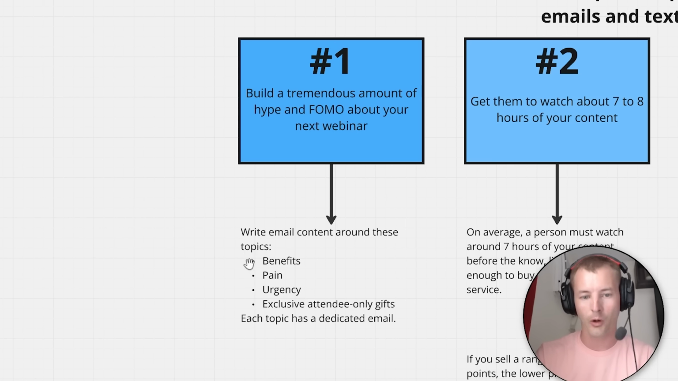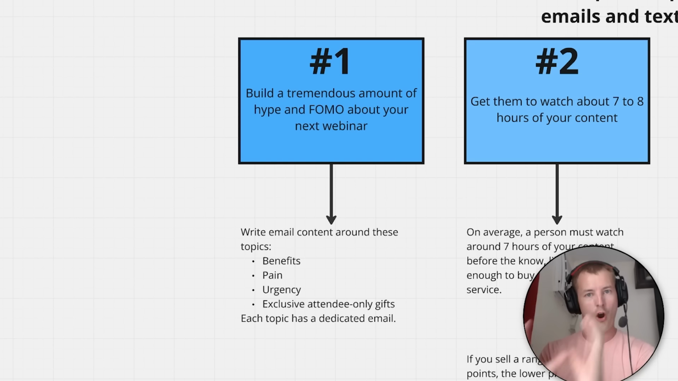Okay, so these 4 things, the benefits, the pain, the urgency, the exclusive gifts, each of those are going to get their own dedicated email, right? So 1 benefit per email, 1 pain per email. I might talk about urgency once, make an email around that. I'm not going to try to jam all of these into one email. I'm going to space them out because when somebody signs up, they're going to be seeing basically daily emails until the time of the webinar.